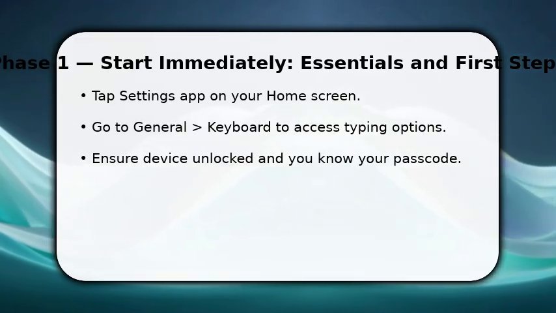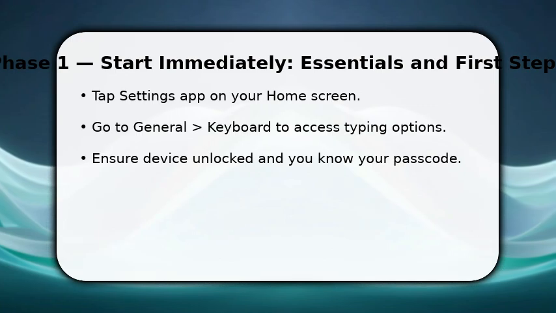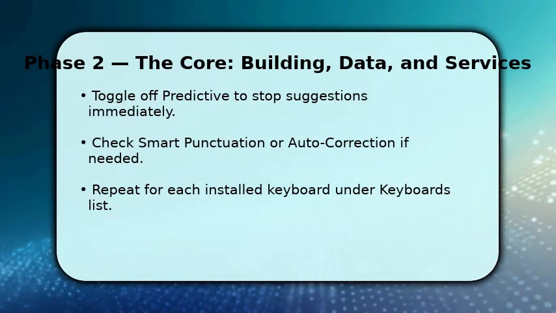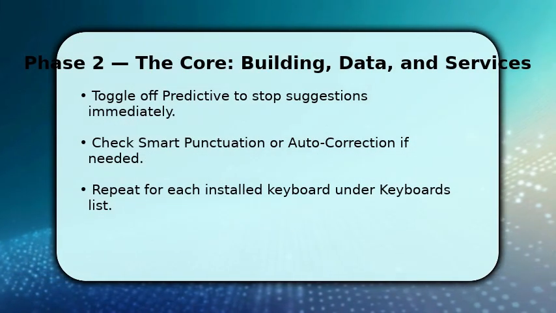You'll see a Predictive switch. Flip it off to remove suggestion bars while typing. Once done, test in Messages or Notes to confirm the bar is gone.